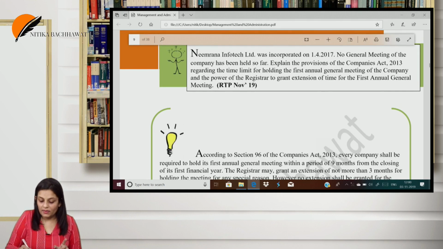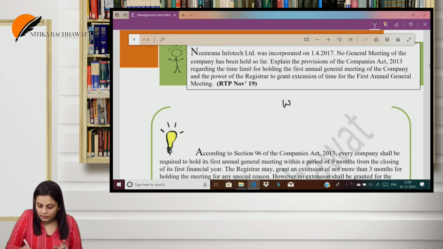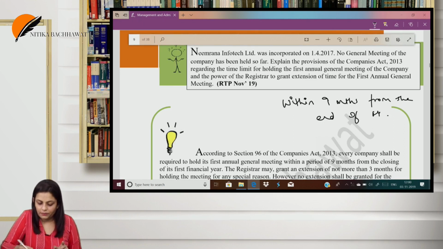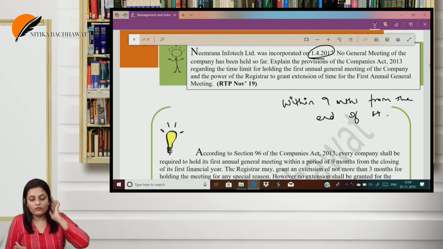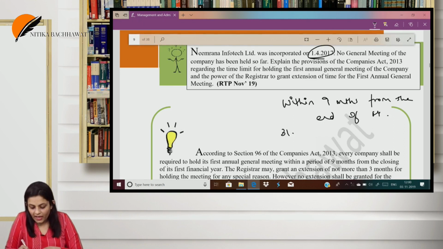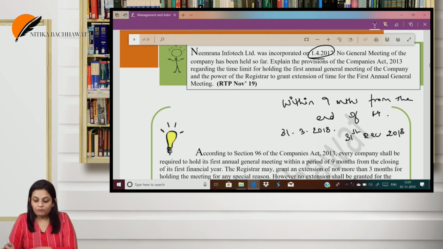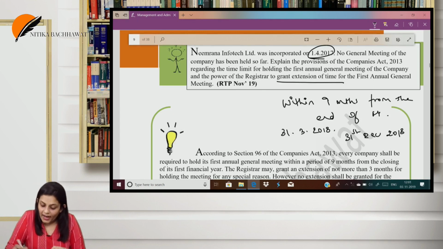The first AGM should be held within 9 months from the end of the financial year. Here the company was incorporated on 1/4/2017. So the financial year ends on 2018. 9 months means what? 31st December 2018 the meeting should have been held. Registrar to grant extension of time.